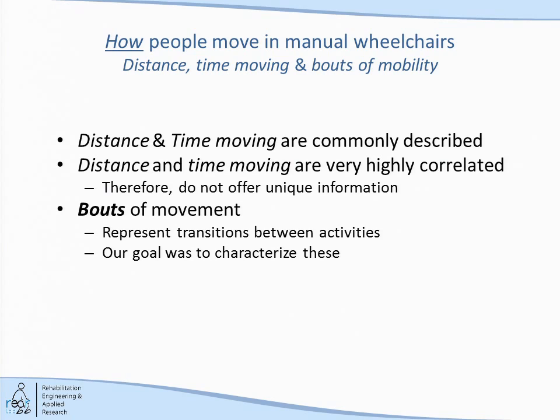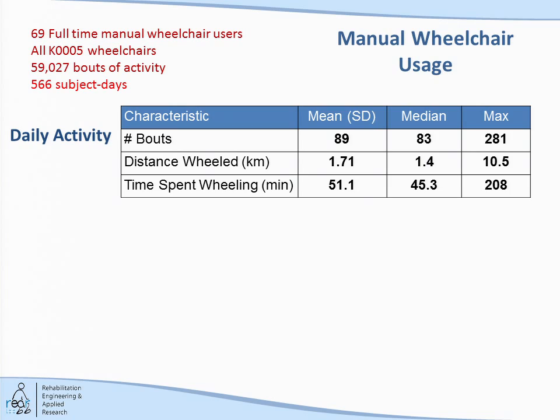If you were at the table outside, you got up and came in here, that's a bout of movement. And so we started measuring those, okay? So if you look at this data, this is on 70 people, all full-time wheelchair users, all using the same ultra-lightweight classification of a wheelchair, okay? And we measured about 60,000 bouts of movement over about 560 some odd subject days, okay?